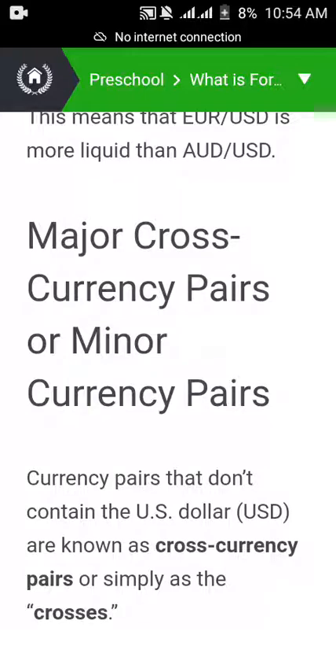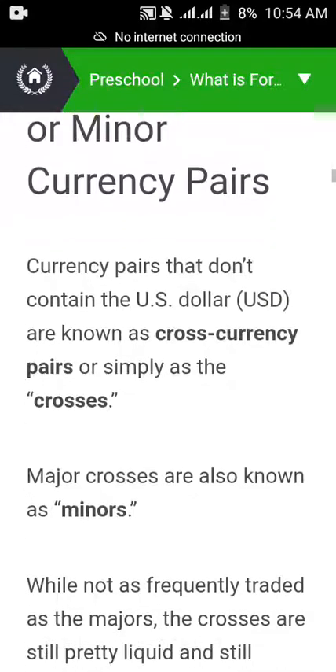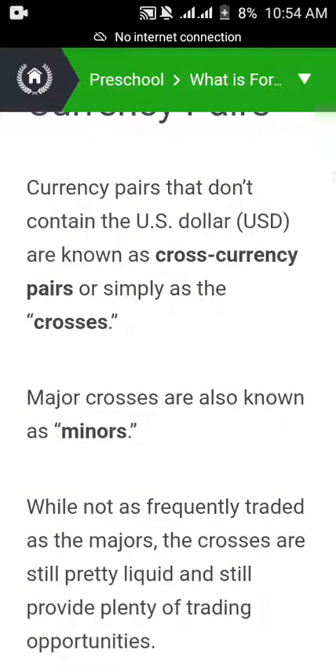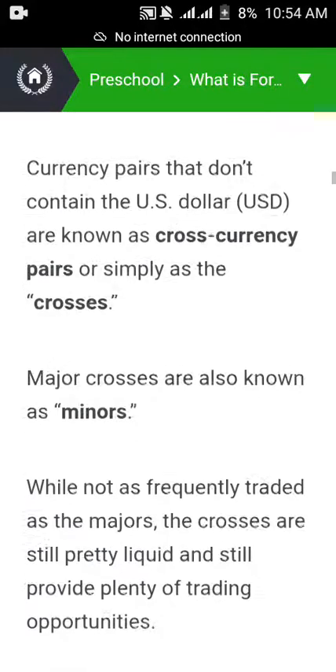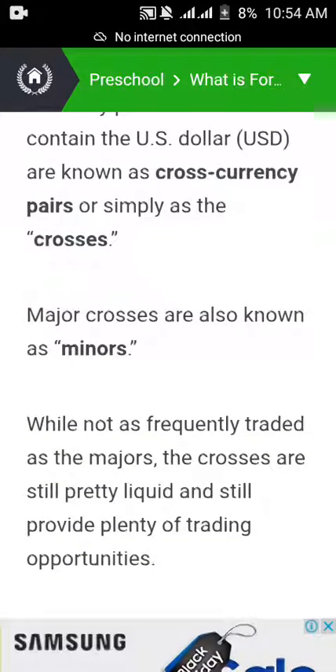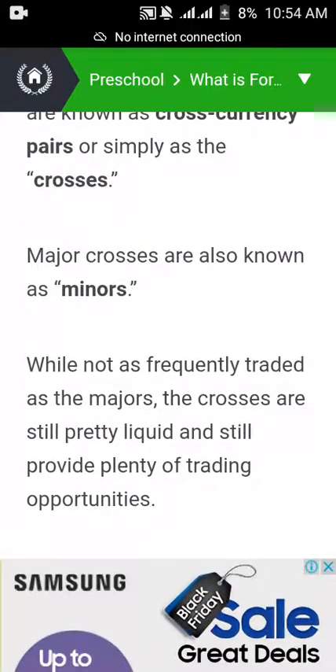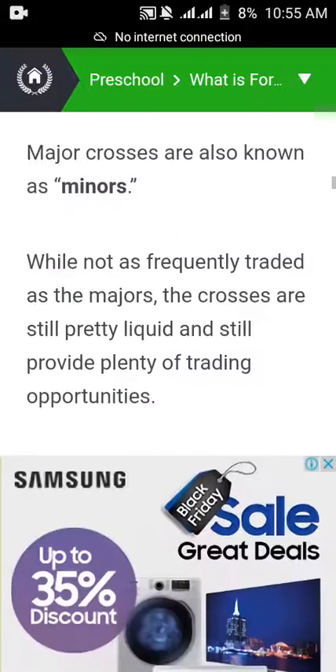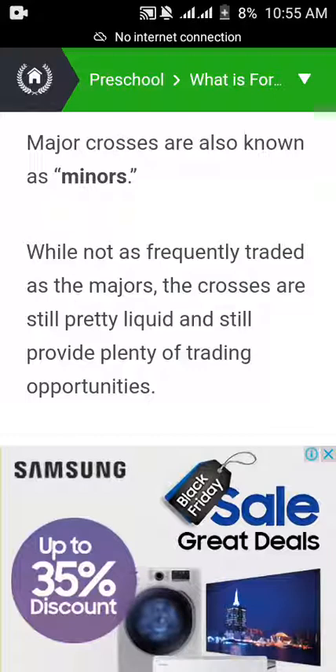Major cross currency pairs, or minor currency pairs. Currency pairs that don't contain the US dollar are known as cross currency pairs, or simply as the crosses. Note this, these are very, very important. Major crosses are also known as minors. I can call it major crosses or minors.